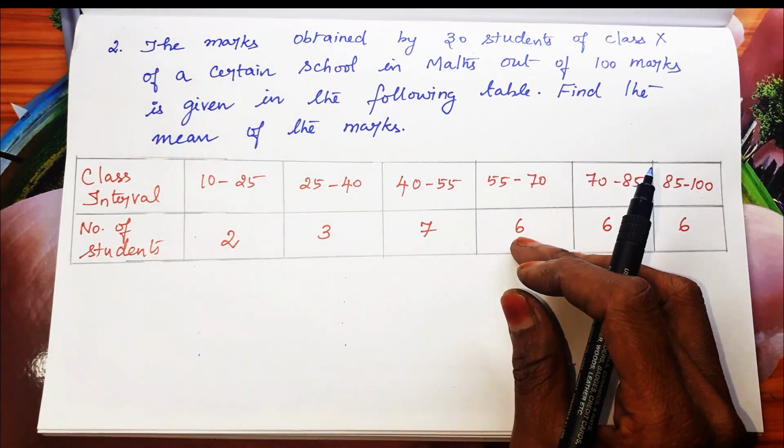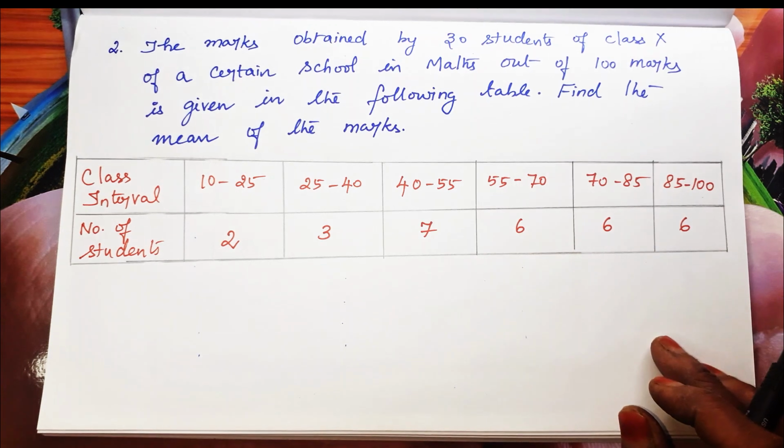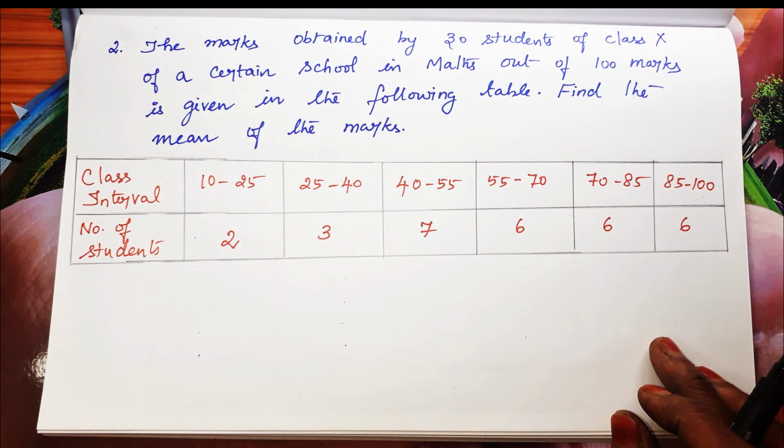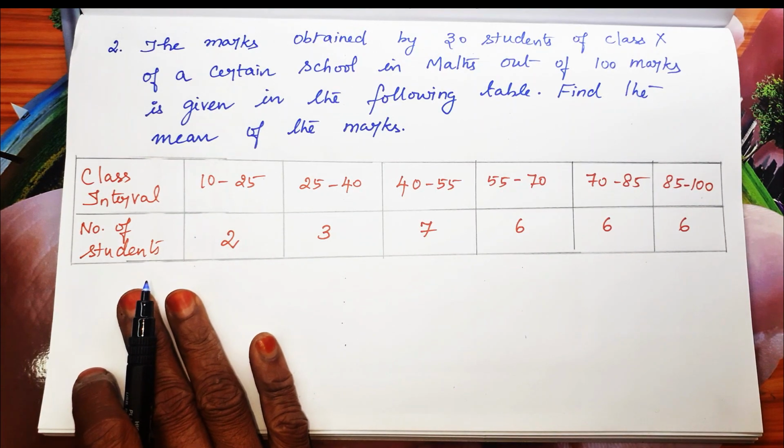The next problem we have is: the marks obtained by 30 students in class X of a certain school in maths, out of 100 marks, are given in the following table. Find the mean of the marks. The class intervals are given and the number of students are given.